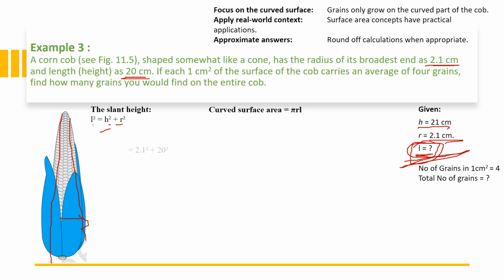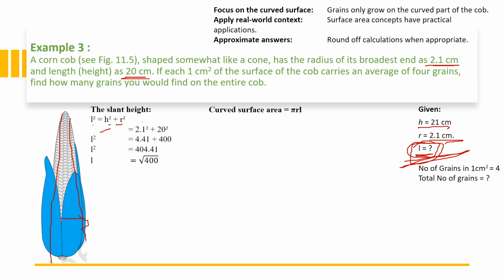So height is given. It's equal to 2.1 square plus 20 square. Radius is 20, height is 2.1. Is it correct? No, it's reversed. This is radius and this is height. So radius is 2.1, its square is 4.41, and 20 square is 400. So L square is equal to 404.41.